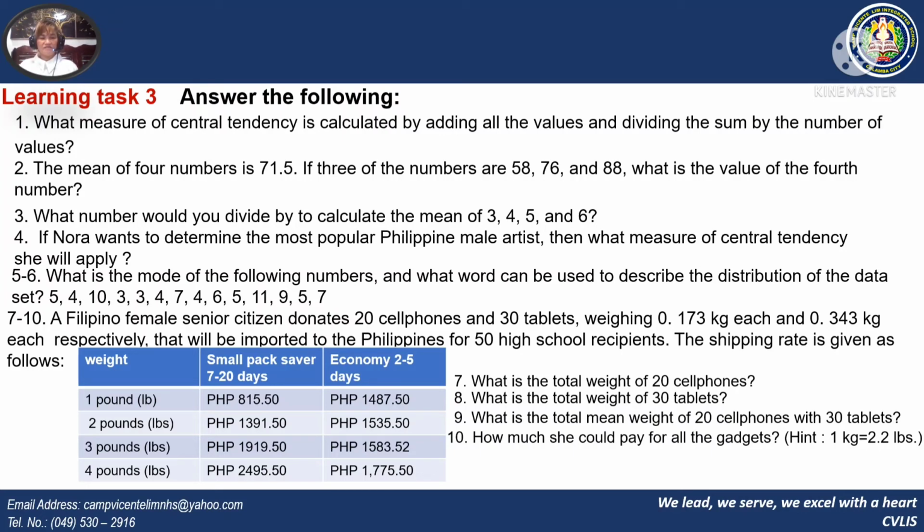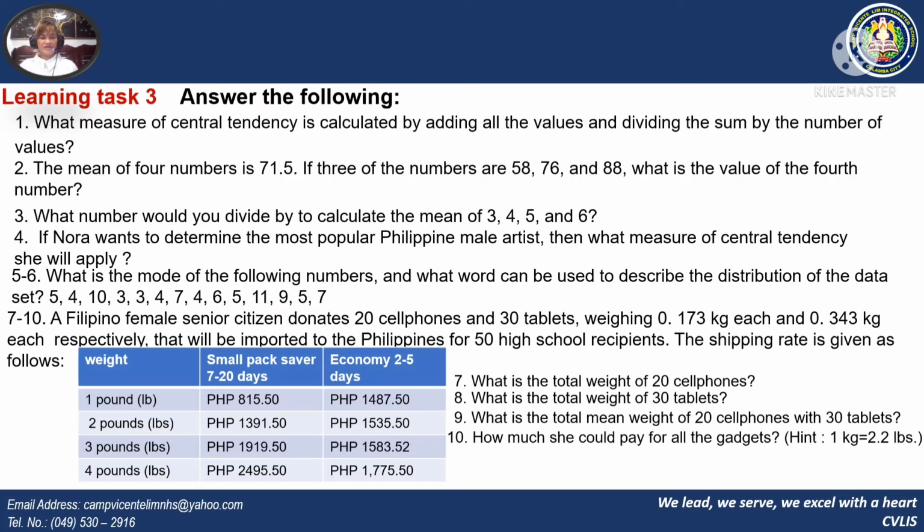Fifth and sixth, what is the mode of the following numbers? And what word can be used to describe the distribution of the data set? With the numbers 5, 4, 10, 3, 3, 4, 7, 4, 6, 5, 11, 9, 5, and 7.